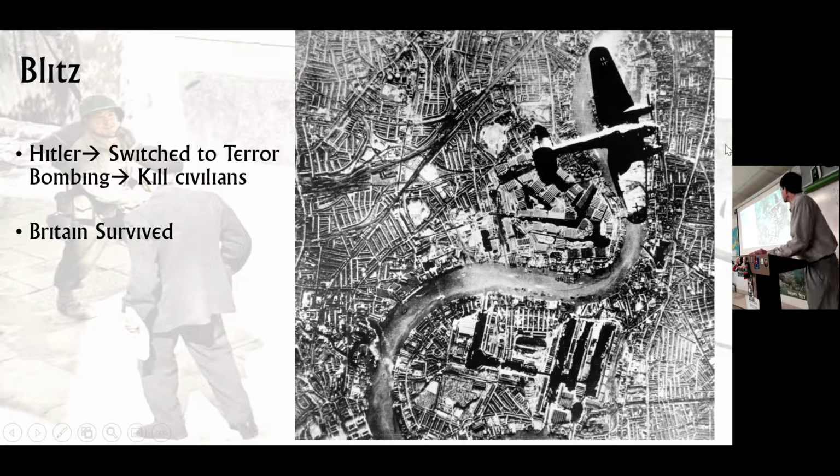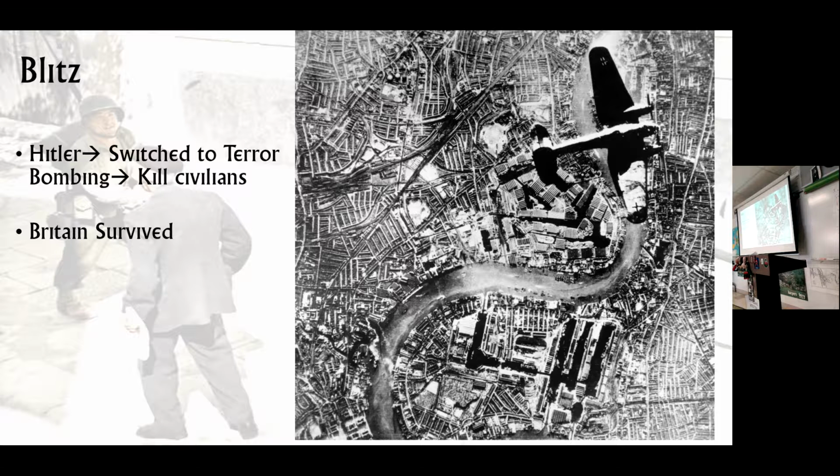And so with that, Hitler in October got bored. He resorted to what the British are going to call the Blitz. The Blitz switched to terror bombing with the goal of killing civilians so they get angry at Churchill and force the end of the war. But the RAF, and therefore Britain, survived.